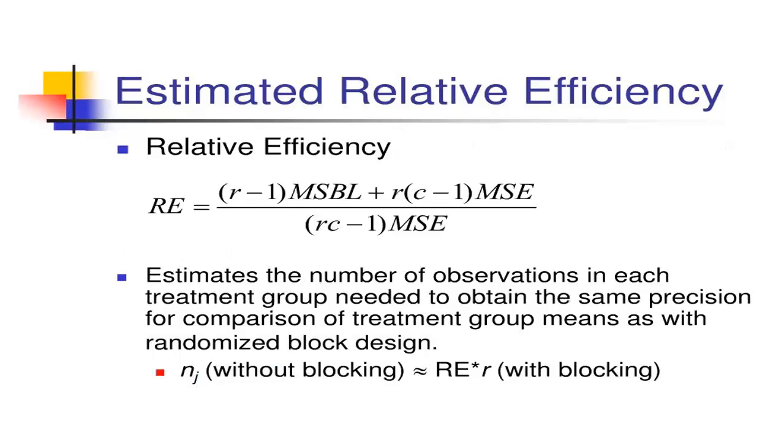Estimated relative efficiency should be equal to (R minus 1) into MSB plus R(C minus 1) into MSE, mean square error, divided by (RC minus 1) into mean square error. It estimates the number of observations in each treatment group needed to obtain the same precision for comparison of treatment groups, as with a randomized block design. Nj without blocking is proportional to the relative efficiency times R with blocking. So this is the concept behind the estimated relative efficiency.